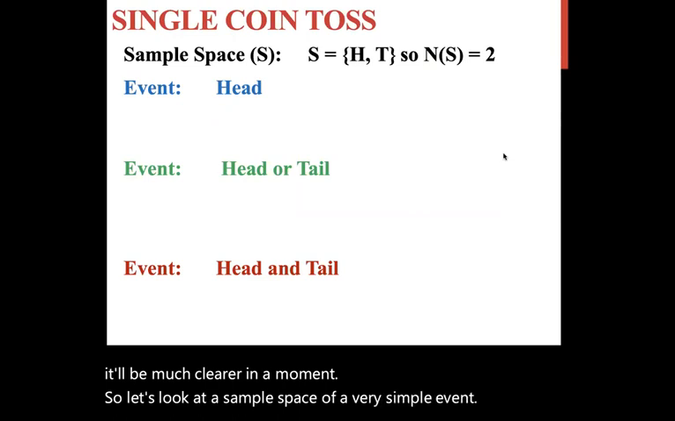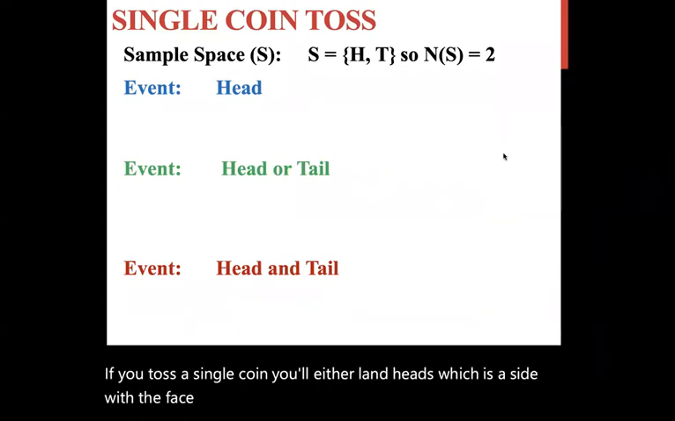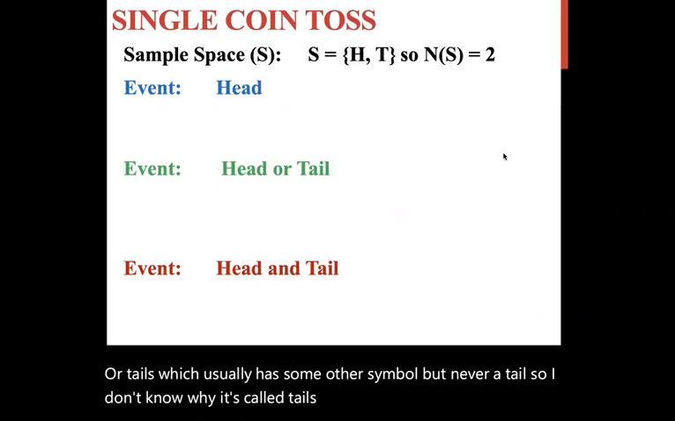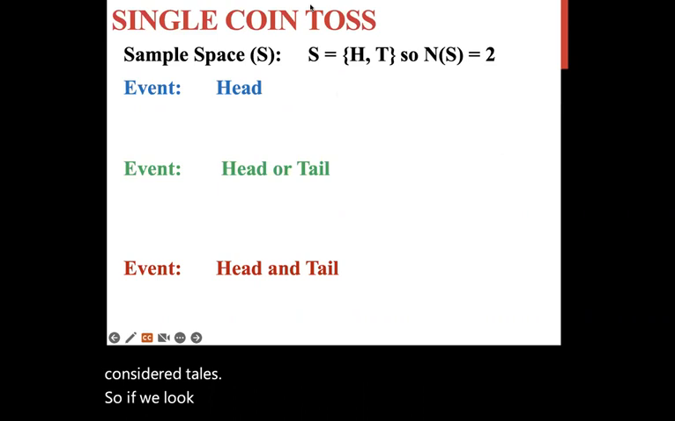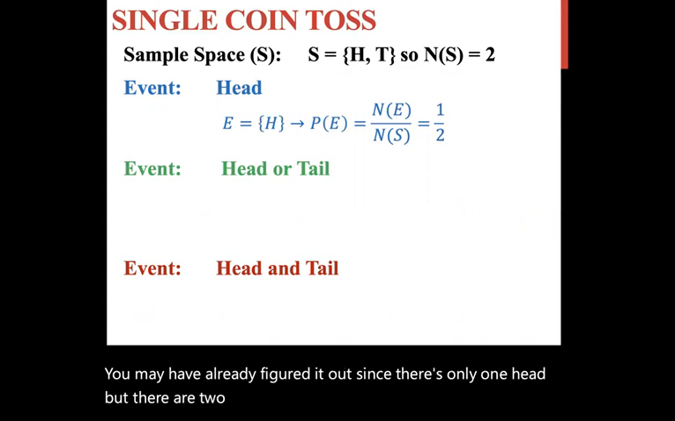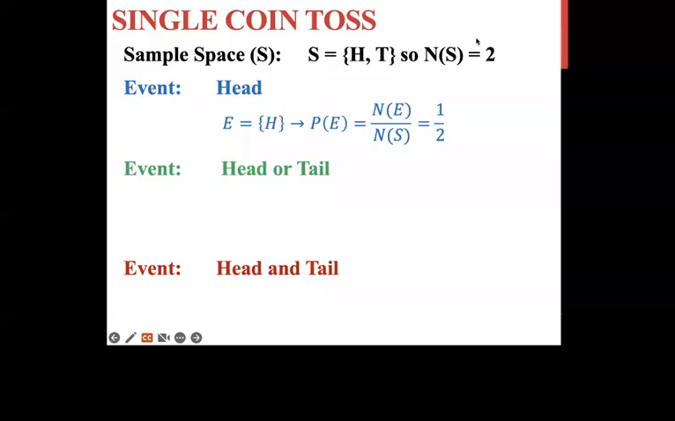If you toss a single coin, you'll either land heads, which is a side with the face on it, or tails, which usually has some other symbol, but never a tail. So I don't know why it's called tails, but whatever is on the other side is considered tails. So if we look at an event such as flipping a head, what are the chances of that happening? You may have already figured it out. Since there's only one head, but there are 2 possibilities when you toss a coin, clearly the probability of this event is 1/2.